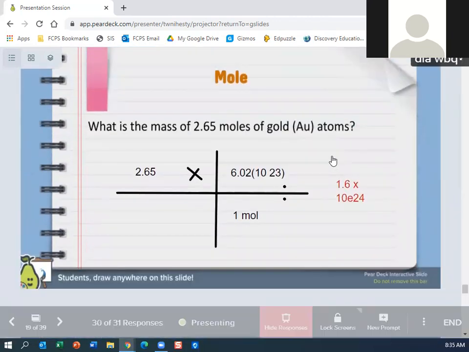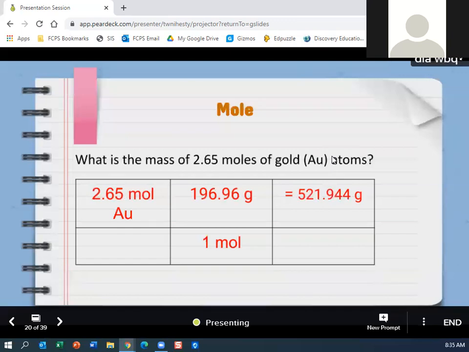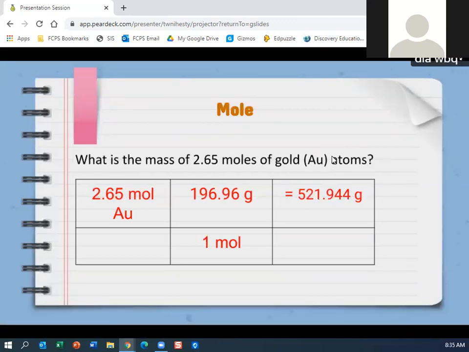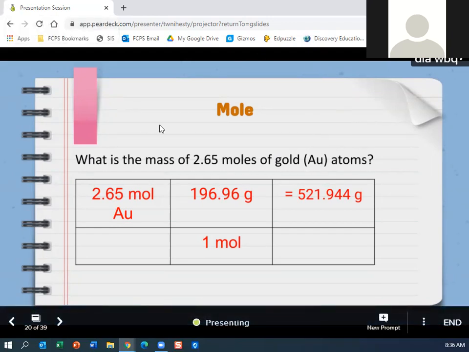Let me show you how the answer is. I think that'll help you out. So the number of moles. You don't have to do this, but I just put the element here, Au, to show what I'm dealing with. So 2.65 moles times the mass, because that's what we're looking for, divided by the mole, because we want to get rid of this unit in order to get grams as our answer. That's how we get the answer. With estimation, that should be 521.94 grams. I just put it like this because I got it from the calculator. So do remember that.